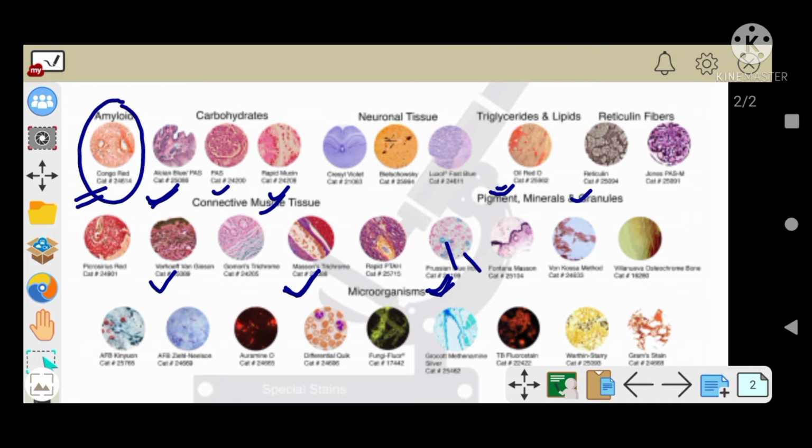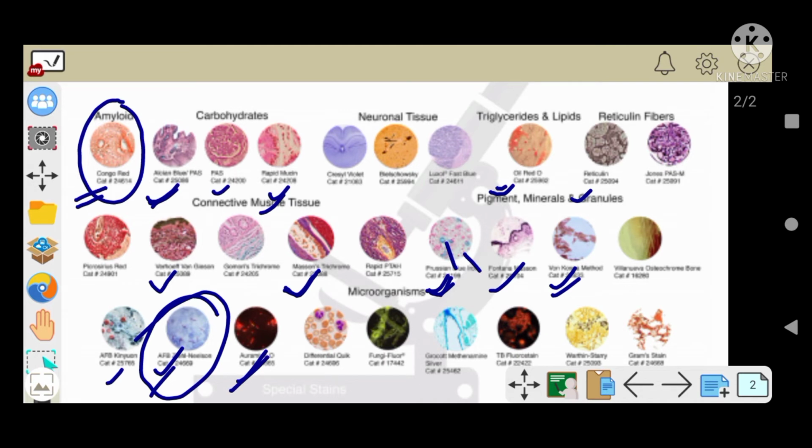And this one is again Masson Fontana. Okay, this one is von Kossa. The von Kossa is for calcium, right? And this one, what is this? Yeah, this one is AFB stain. So this is AFB for Ziehl-Neelsen, where you can see red rod shaped bacilli in a blue background. This one is rhodanine stain.